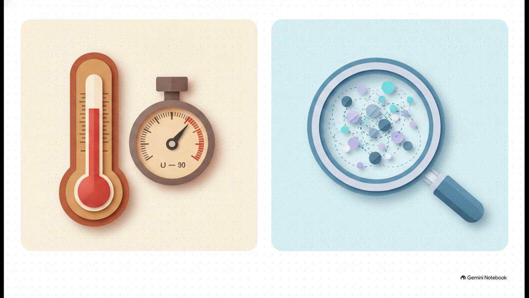On one hand, we have the macro world. This is the big picture, the world of things we can actually measure and feel. For this, we use the ideal gas law, PV equals nRT. P is pressure, V is volume, lowercase n is the number of moles, R is the universal gas constant, and T is temperature. You know exactly what a hot temperature or high pressure feels like.